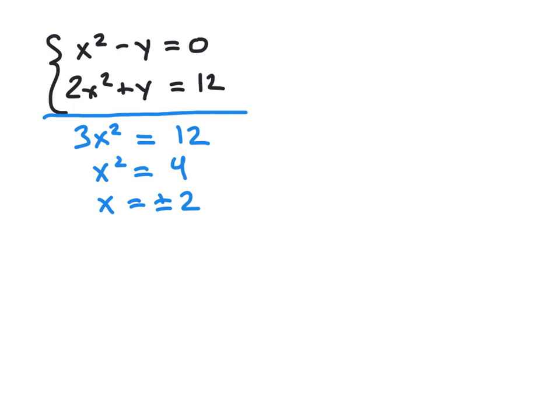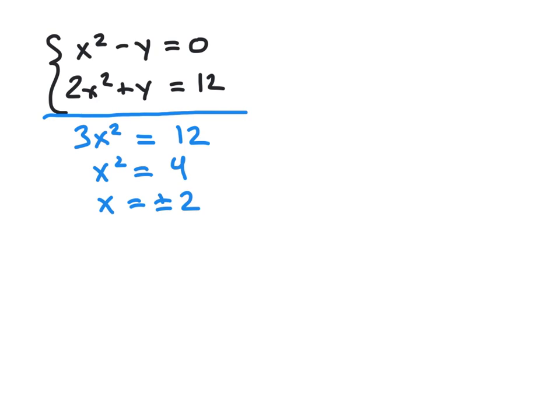And so we have two possible values for x. This is consistent with the graph that we saw previously, as there were two points with different x coordinates, one positive and one negative, where the graphs intersected. To find the corresponding values of y, we're going to substitute these into one of the original equations and solve for y. In this case, we'll substitute each into the first equation.